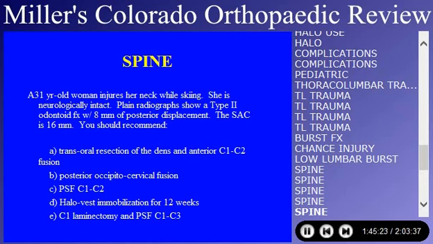Right there. C. Right. Yeah, you could put her in a halo, but most patients are not going to choose 12 weeks in a halo knowing that they have a greater than 50% chance of needing the definitive treatment. Some will. Anterior screw osteosynthesis is another option, but we didn't give it to you here. And the SAC is just a red herring.